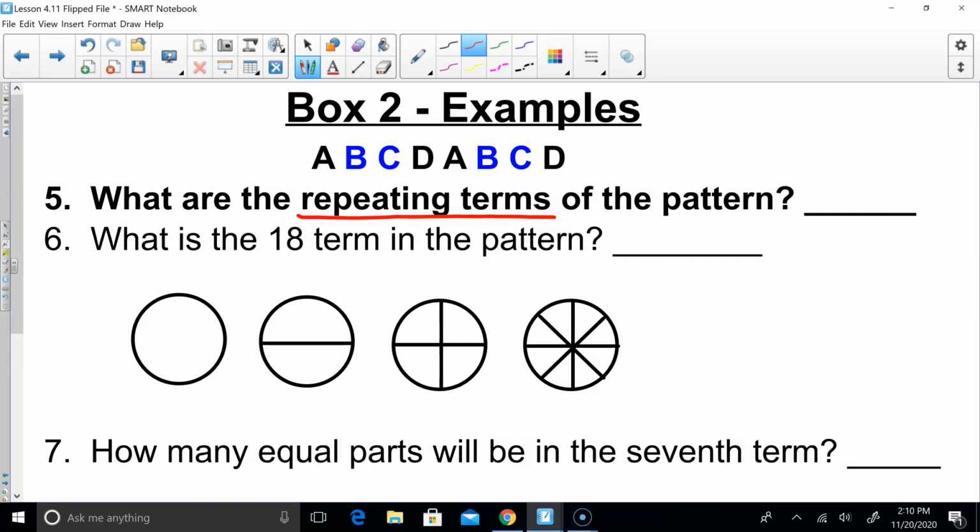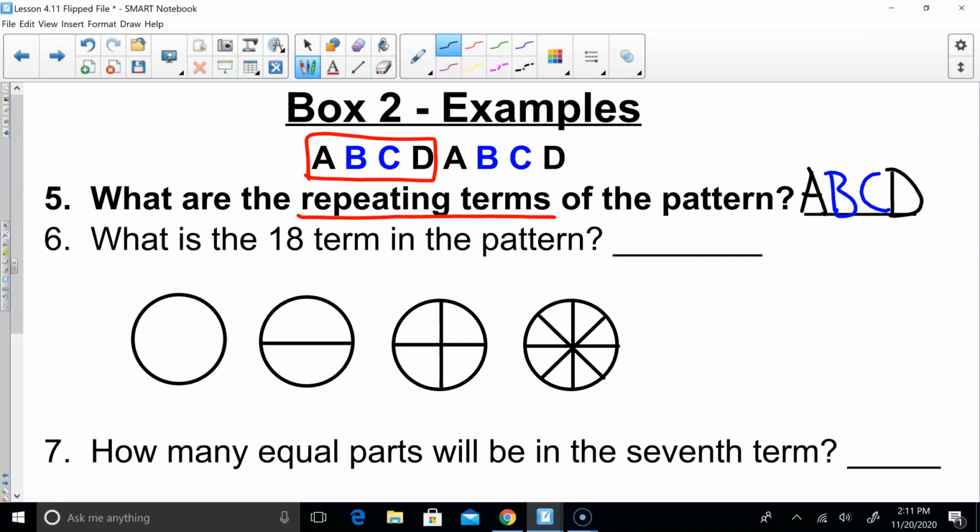So if we look, we have a black A, a blue B, a blue C, a black D, a black A, a blue B, a blue C, and a black D. So where does it repeat? Well, I look right here. I see this part right here, and then it repeats that same thing over. So what are the repeating terms of the pattern? It would be the black A, the blue B, the blue C, and the black D. So those would be my repeating terms of the pattern.